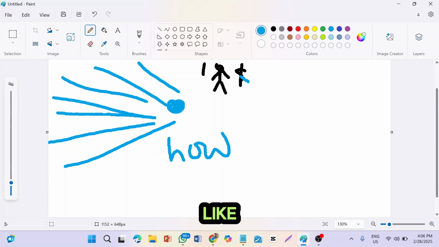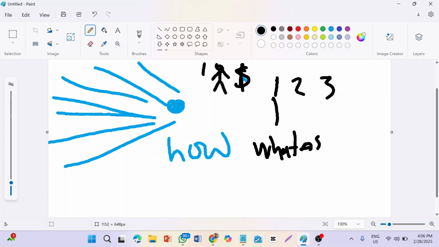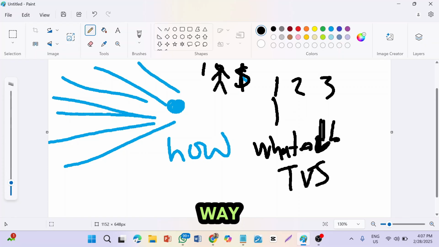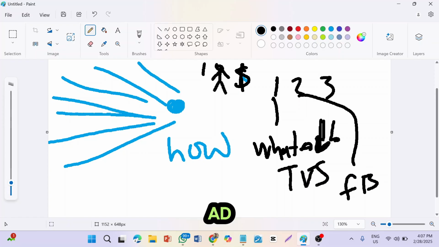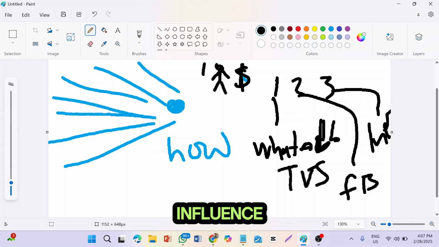How? I like people that ask questions, so ask me how. How do you bring that traffic? Because you have money, you can decide to bring this traffic in different ways: one way, two way, three way. I think there are a lot of ways you can think of, sure. But the first way I always talk about is WhatsApp TVs. The second way is Facebook ads. The third way, you can do influencer ads also.